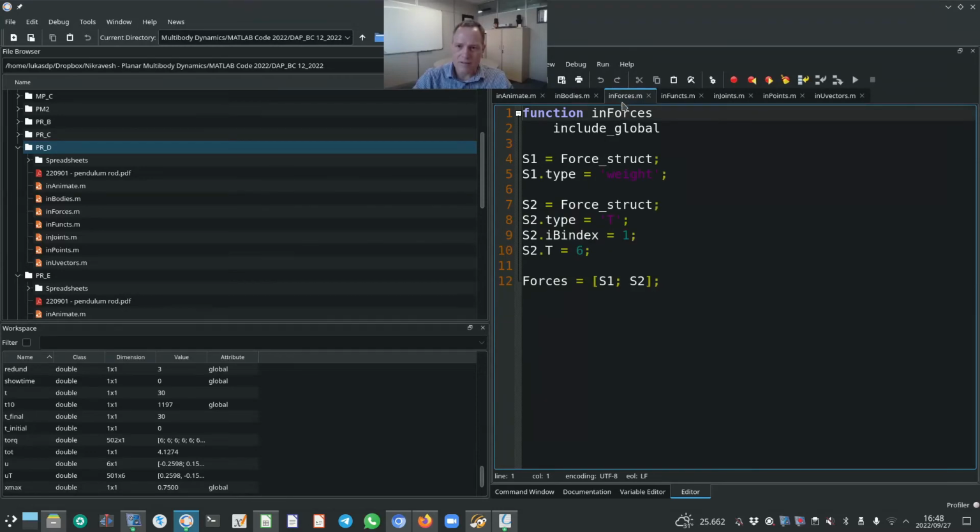Okay, so in inforces, here there is a difference. Force S1 is weight, as before, but force S2 is now of type T, which is a torque. The body index is body 1, and if you remember, body 1 is our pendulum rod, and S2.T equals 6, that's the magnitude of the torque, 6 Newton meters, which I've mentioned earlier. Why did I choose 6 Newton meters?